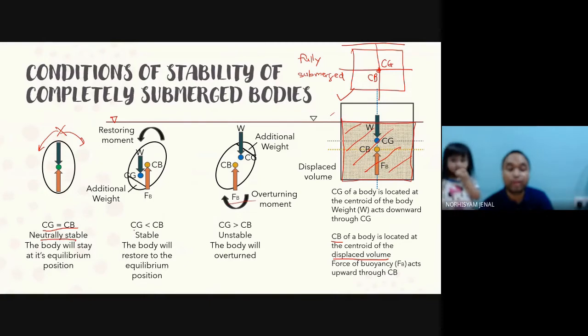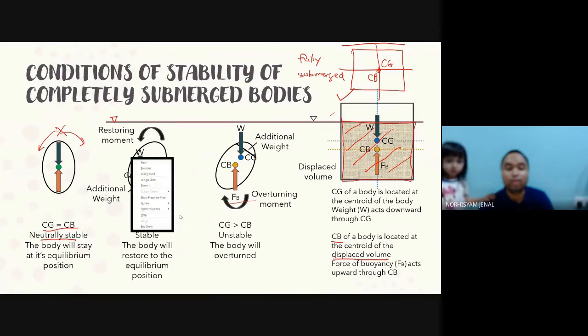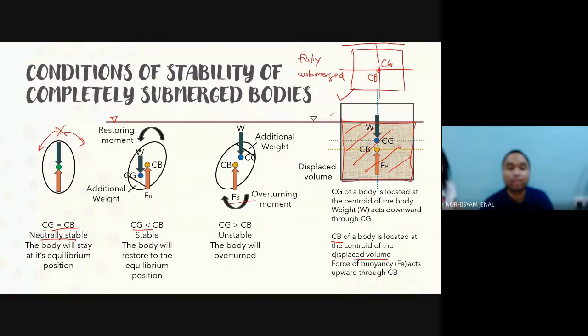The second part is when your center of gravity is lower than your center of buoyancy. This is a condition that happens when we have an additional weight over here. When we have an additional weight, the center of gravity will become lower. The distribution of weight will be much higher at the bottom. So instead of the center of gravity being here, it will be a bit lower down here, due to the weight that we add in the system.